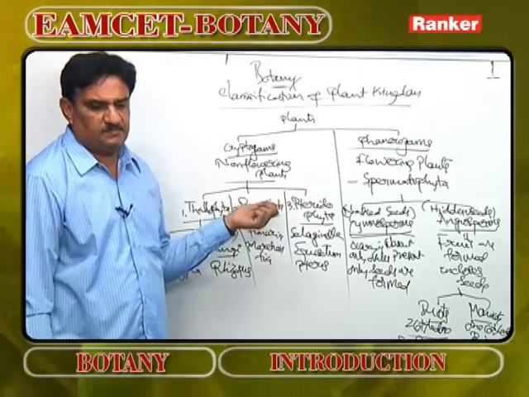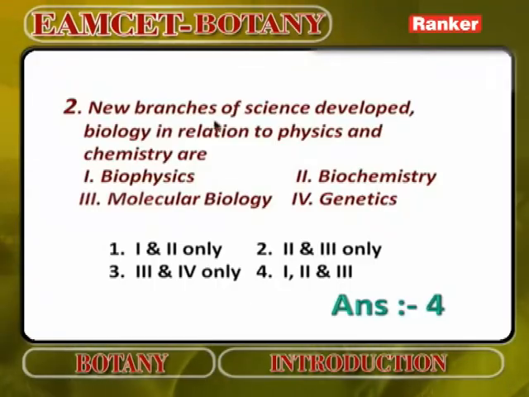Next, question number 2. The new branches of science developed in biology in relation to physics and chemistry are, the 4th option: 1, 2, 3. Biophysics, biochemistry, and molecular biology. Genetics deals with some other aspects, not with physics and chemistry. So after the discovery of physics and chemistry, the new branches that came into existence are biophysics, biochemistry, and molecular biology.